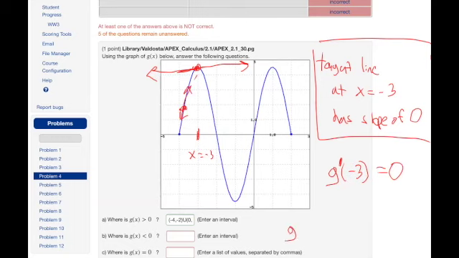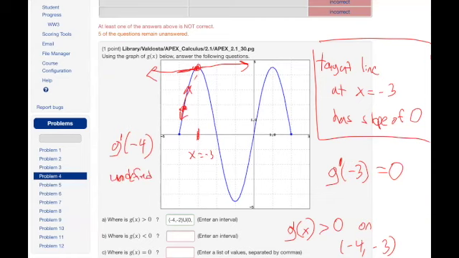So g prime of x is greater than 0 on the interval -4 to -3, but not including -4 and -3. At -4, g prime was undefined because I can't really draw a line there. And at -3, g prime of -3 is equal to 0. So one of my intervals that I answer will definitely be included, -4 comma -3. I need to look some more.